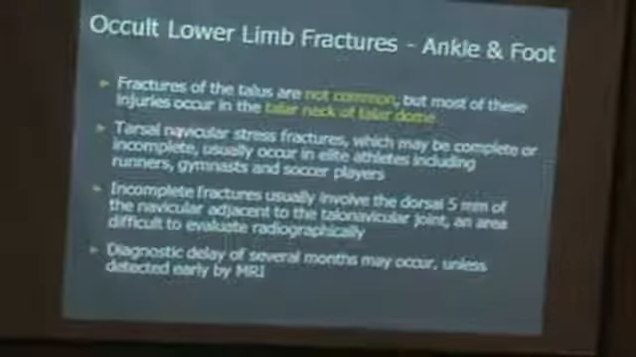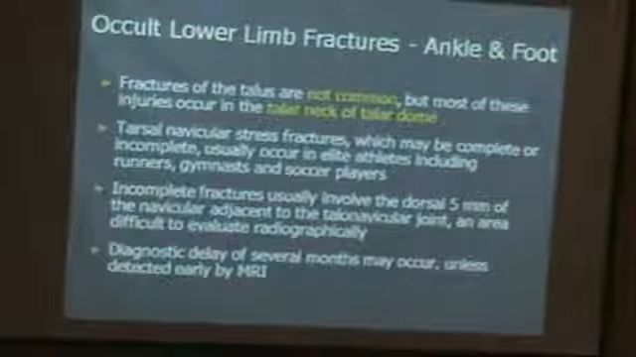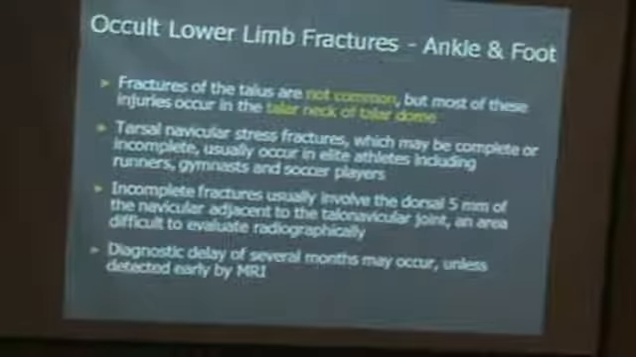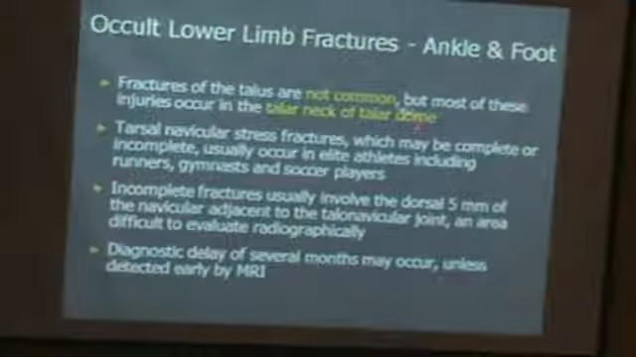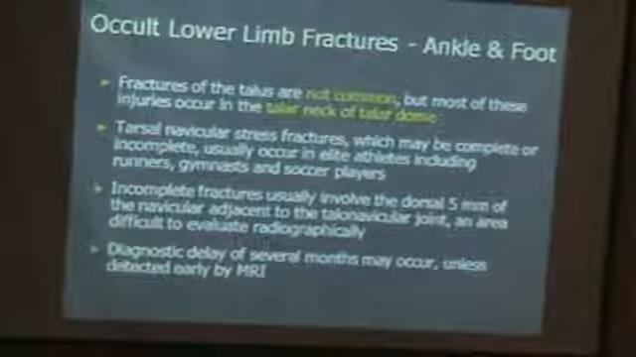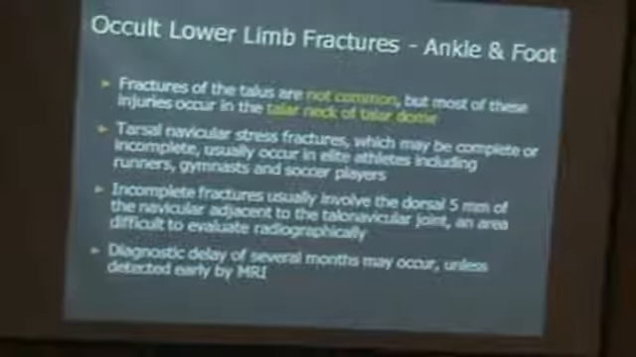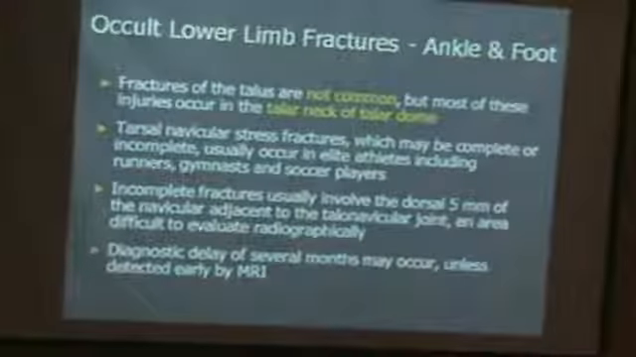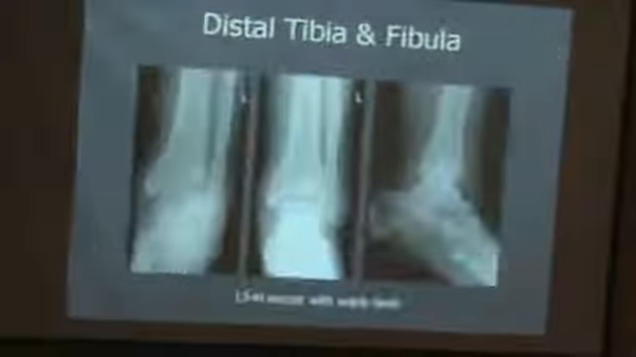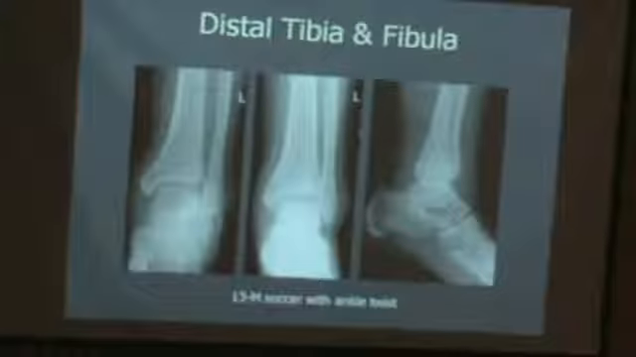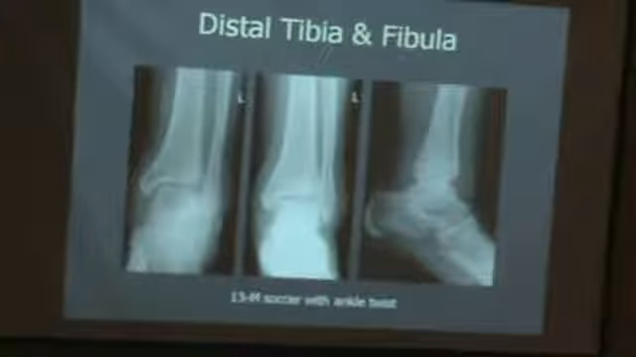But the one that we miss mostly is the talus, because it's a little bit complex in anatomy and configuration. Now, those are the guys, the gymnasts, runners and soccer players, where you find the maximum of lesions, so you need to make sure that you don't miss those. And when you have a chance to go for an MRI, please do it, and I'll show you some examples. This is a 13-year-old male soccer player with an ankle twist.